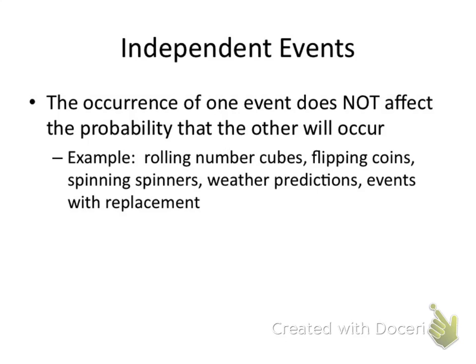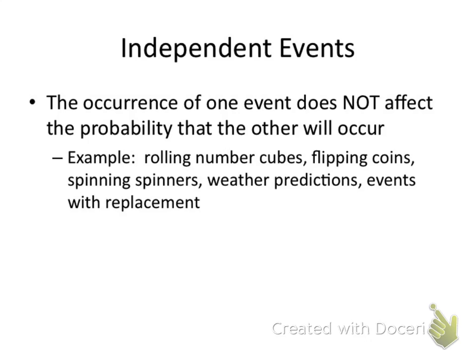We dealt with several of these on our homework last night: rolling number cubes, flipping coins, even spinning spinners with equally likely outcomes, didn't change. If you have the probability of rolling a 6 and you roll the number cube once, the next time you roll the number cube you have the same probability. It doesn't affect the outcome or the probability of the second event.